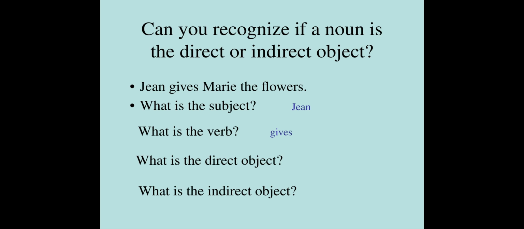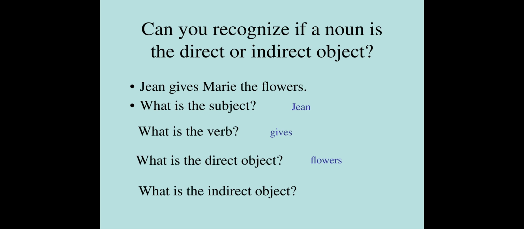And to find the direct object, remember we have to ask ourselves the question, what or who plus the verb. So in this sentence, we have to say Jean gives what? So what is Jean giving? He's giving the flowers. So the flowers is our direct object.